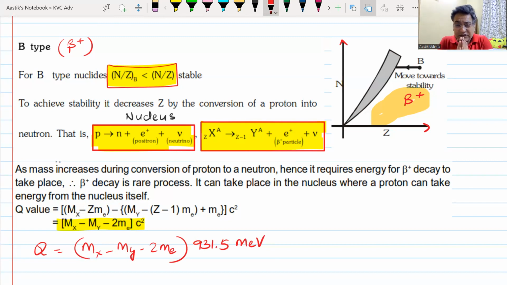Remember here I am considering mx and my as the mass of the atom. If the mass of the nucleus is given, you don't have to take the mass of the electron, because the mass of the nucleus is the mass that we have to consider. Here the mass of the atom is given, and therefore this minus 2 me has come. I'll give you 2 minutes to note this down.